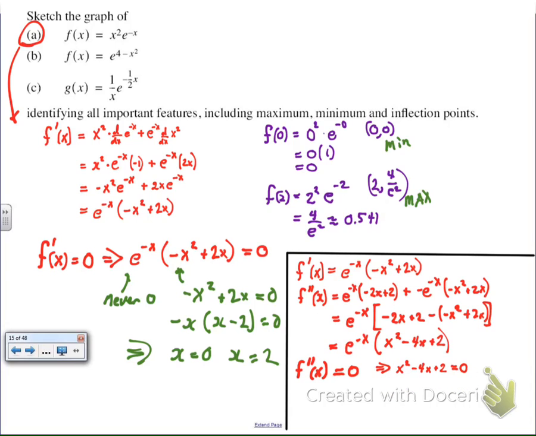If you don't remember the quadratic formula, it's a good time to learn it. Here I'm using the quadratic formula quickly, and I simplify very quickly to get 2 plus or minus the square root of 2. If anybody needs help on how to get from here in the quadratic formula down to here, please see me, I'll be glad to help.